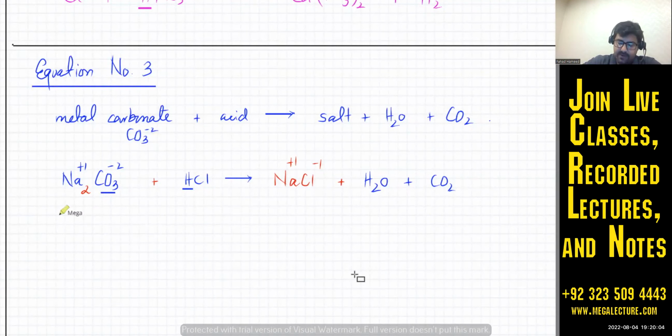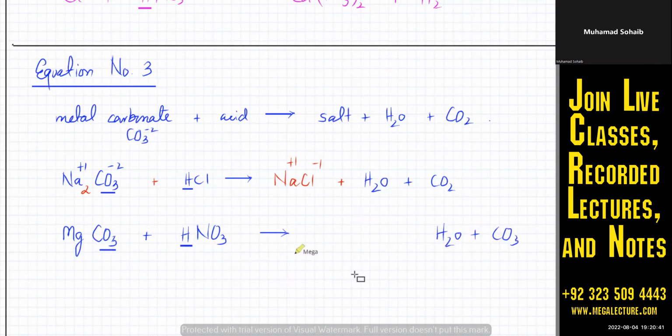Let's do another one. Okay, you've got magnesium carbonate. So magnesium is +2 and carbonate is -2. So you don't have to do crisscross in this case. So let's react it with nitric acid. That's HNO3. What will be produced? Carbonate with acid will produce water and carbon dioxide. Okay, so that means the H and the CO3 are gone. Okay, so that's what's left.